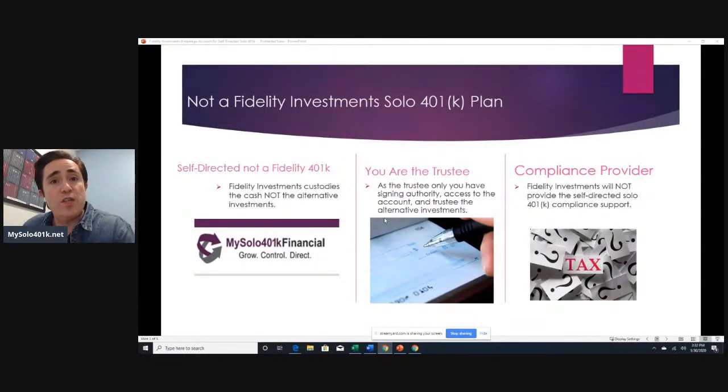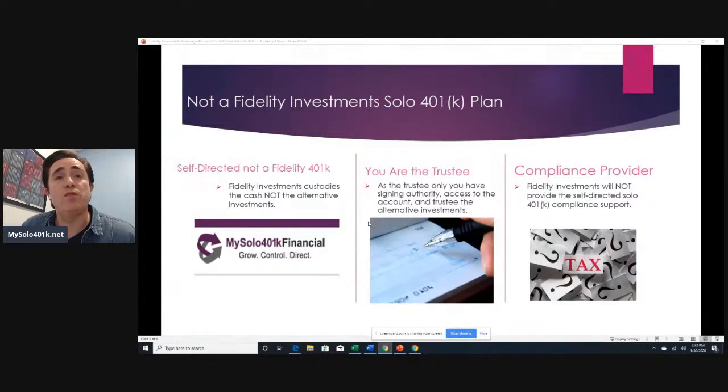One point of confusion is that this is not a solo 401k that's provided by Fidelity. It's provided by us. Again, it's our documents. And I see we got a great question here. I'll field that in a moment after we go through this slide.